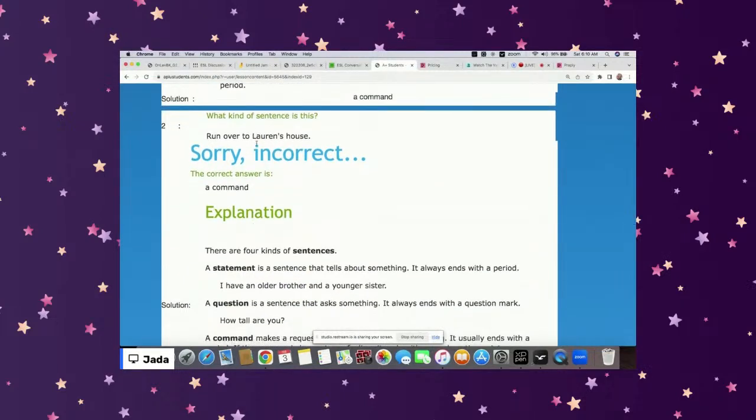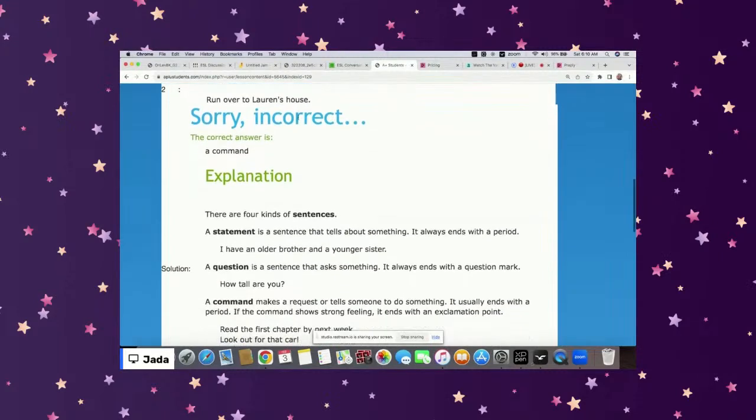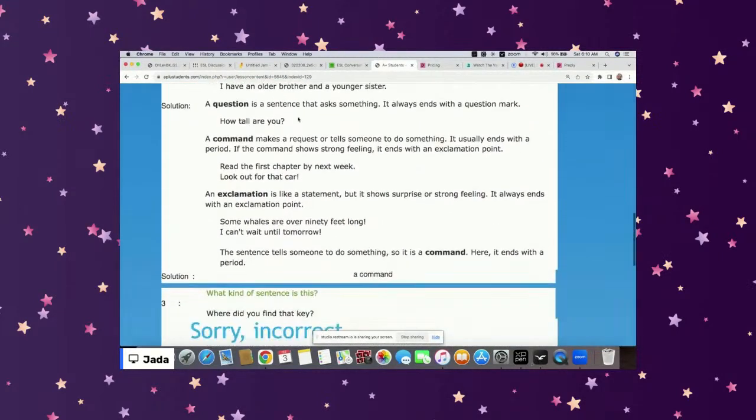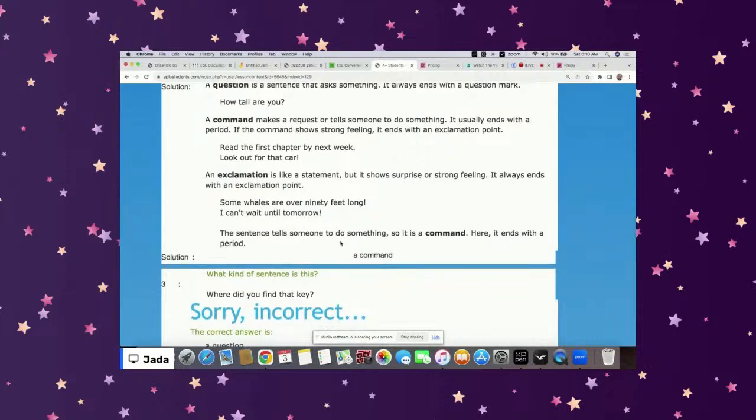Now, run over to Lauren's house. Okay, run over to Lauren's house. That's a command also because it's telling you to do something, which is go to Lauren's house. Okay, it is not showing a strong feeling, so it is just gonna end with a period.